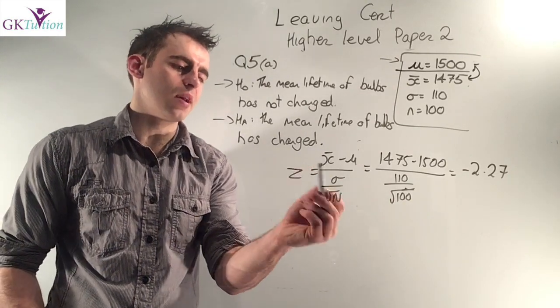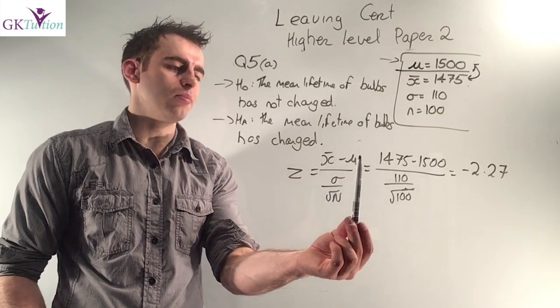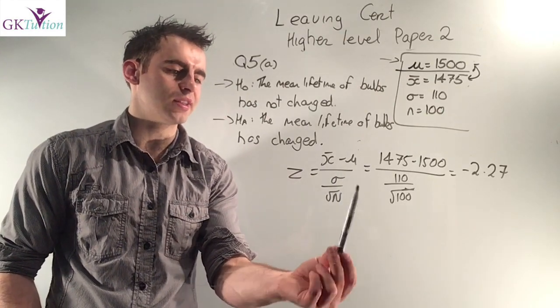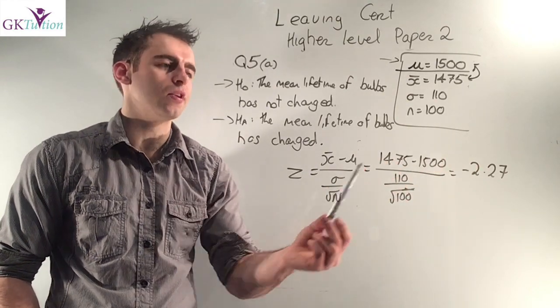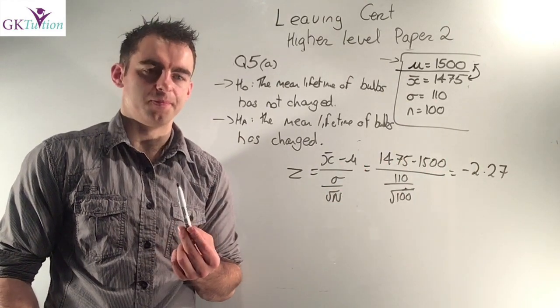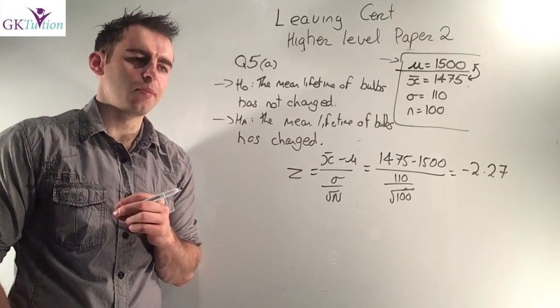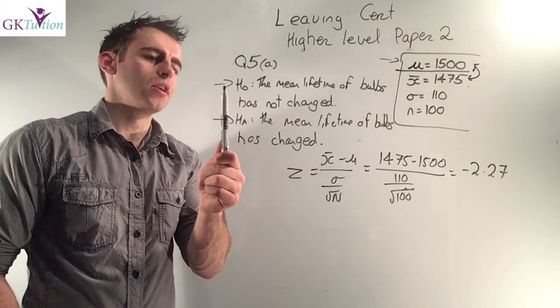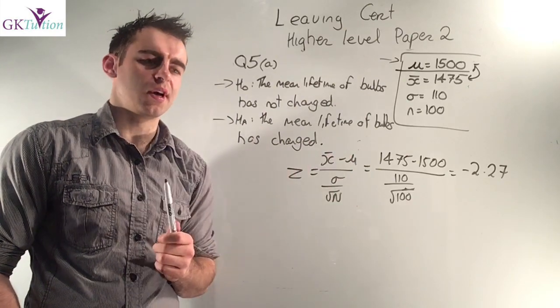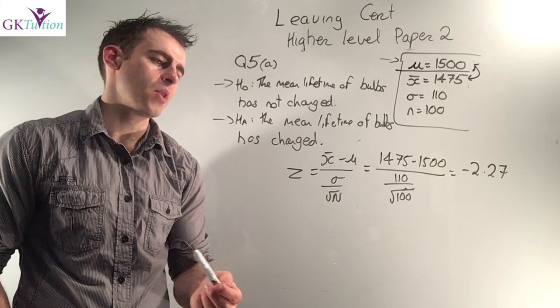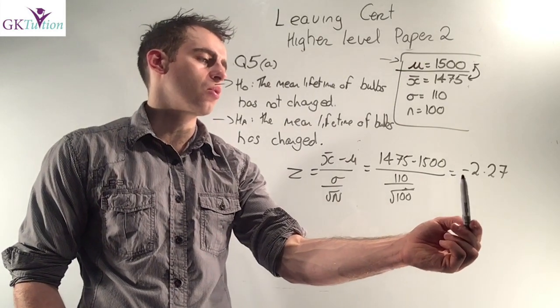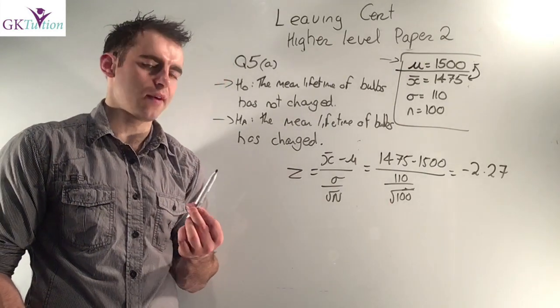So the formula for your one sample Z test is here. It's the sample mean minus the population mean, divided by the standard error. So you're comparing 1475 to 1500 and you're dividing it by the variability. Let's just look at our null hypothesis and our alternative hypothesis. The null is that the mean lifetime of bulbs has not changed, while the alternative is that the mean lifetime of bulbs has changed. You just plug in your values and your z-score works out as minus 2.27.